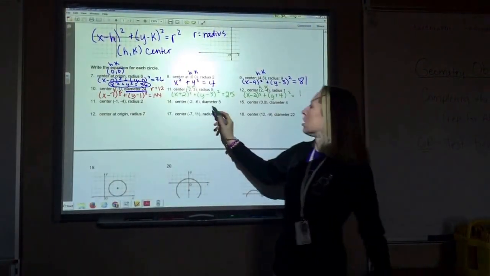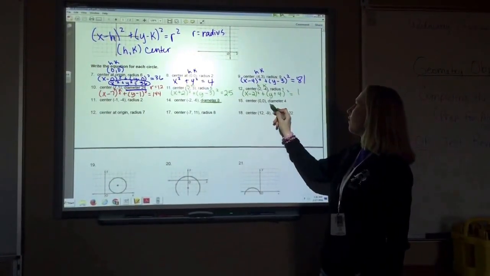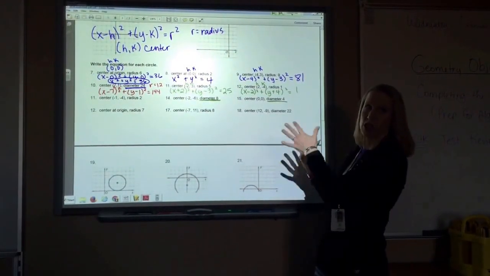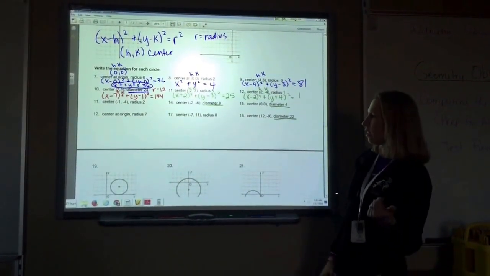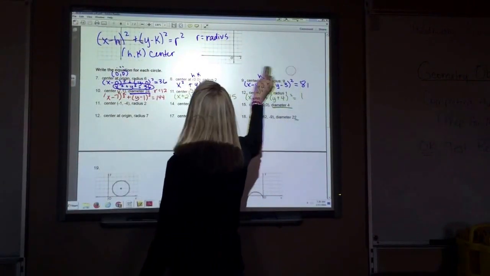Okay, make sure on number 14 you look at the diameter. Number 15 you look at the diameter. You need the radius, so make sure you use the radius and not the diameter. Same with number 18. Use the radius, not the diameter, when you plug it in. Okay, that's all for that type.